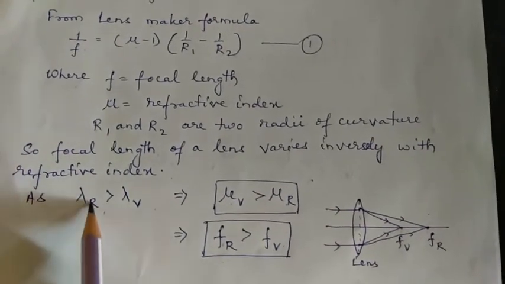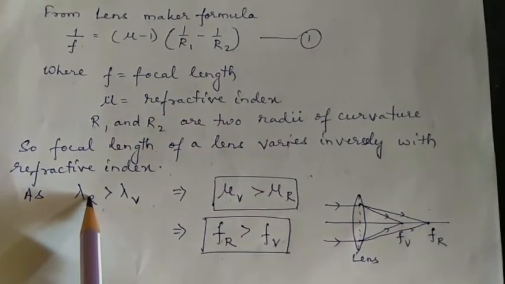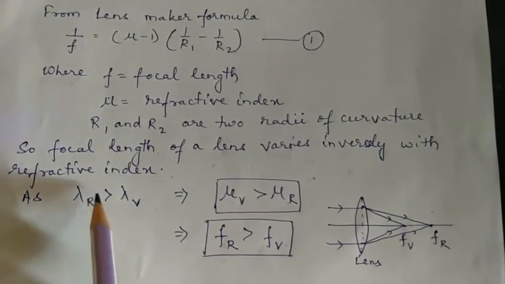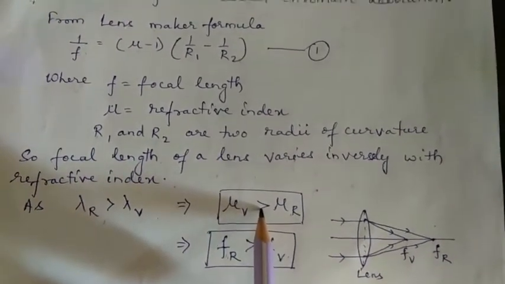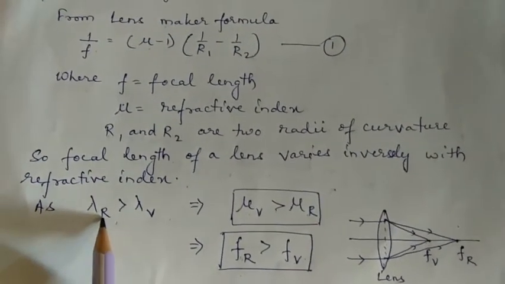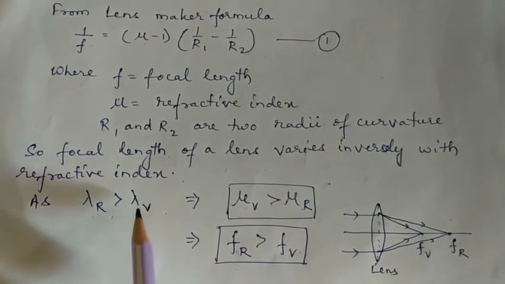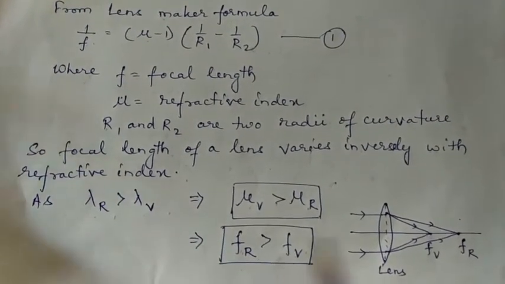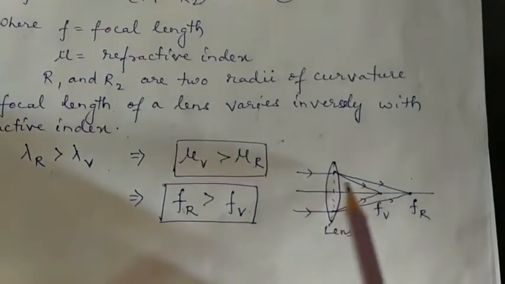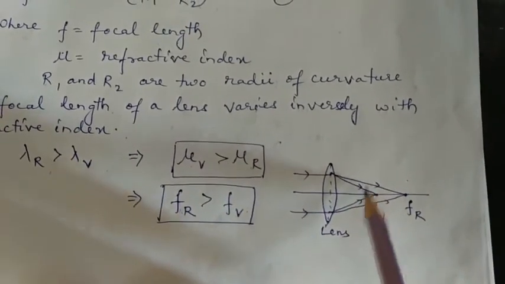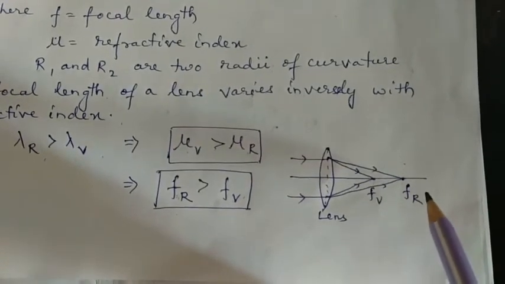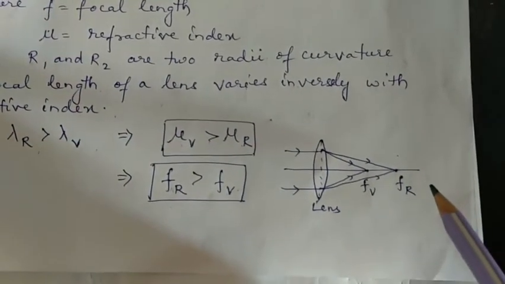As you can see, the wavelength is directly proportional to the focal length, whereas it is inversely proportional to the refractive index. So if you have a greater wavelength, then you have a greater focal length, and if you have a lesser wavelength, then you have a lesser focal length. As you can see here, when white light is used, due to the variation of the focal length with refractive index, different colors are refracted at different positions from the lenses.